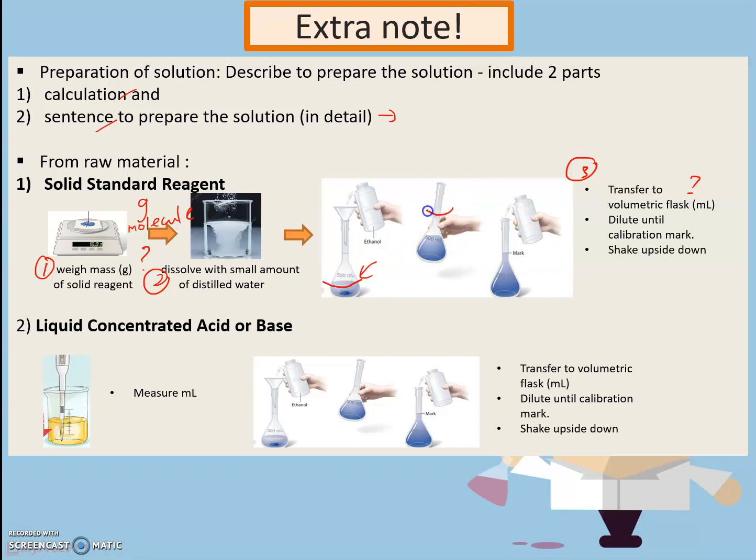And then you dilute with distilled water until calibration mark. Ni tambahkan dilute with distilled water. Okay, lepas tu shake upside down. So there are 5 steps lah, if from solid reagent.